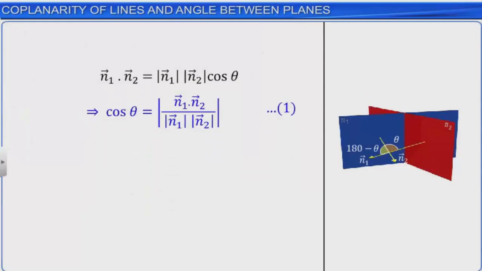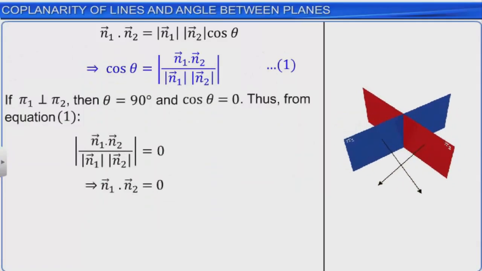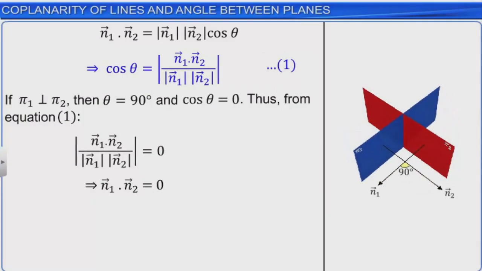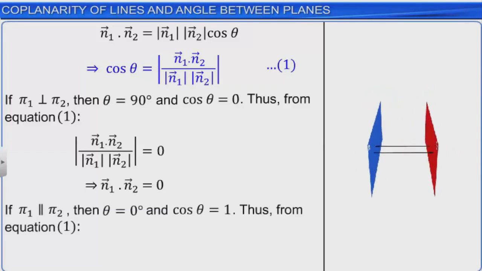If planes pi1 and pi2 are perpendicular to each other, then cos theta becomes 0. Substituting this value in equation 1, we find that the two given planes are perpendicular if the dot product of their normal vectors n1 and n2 is 0. If planes pi1 and pi2 are parallel to each other, then cos theta becomes 1.